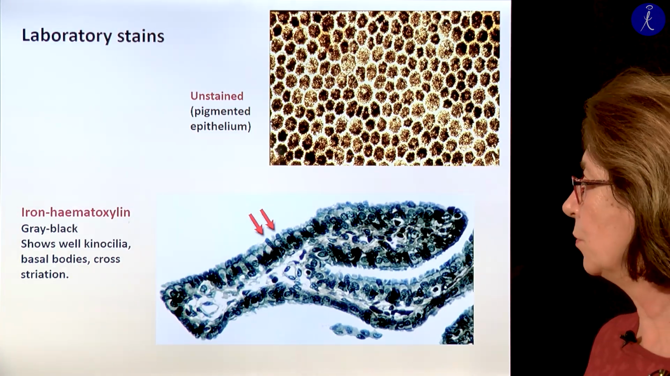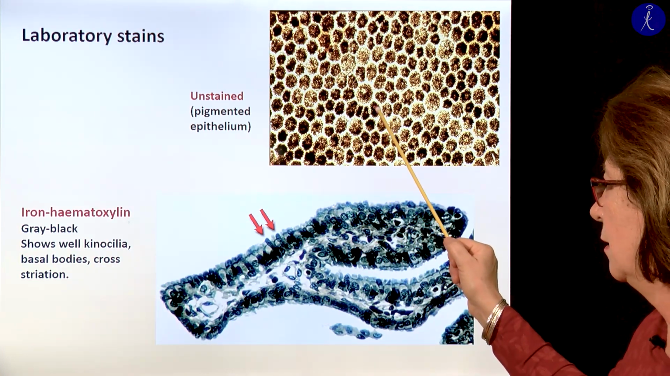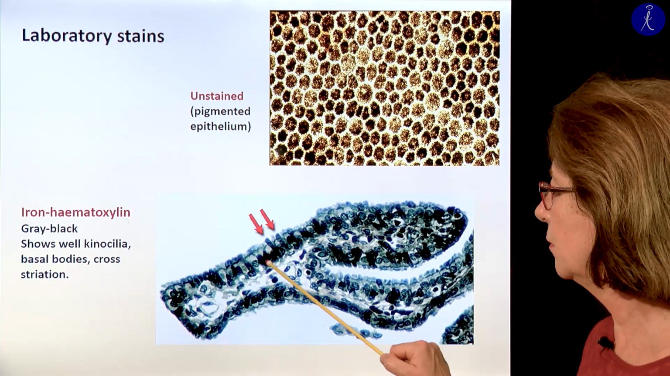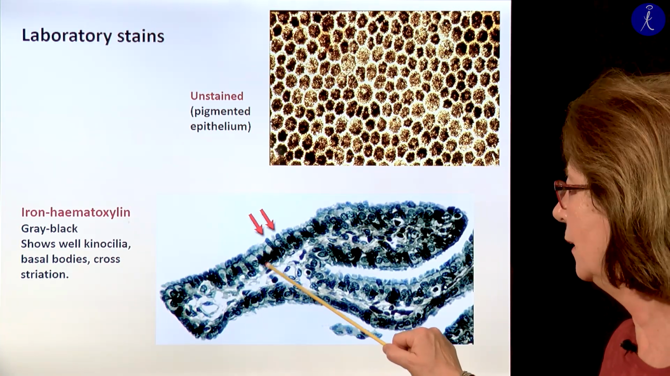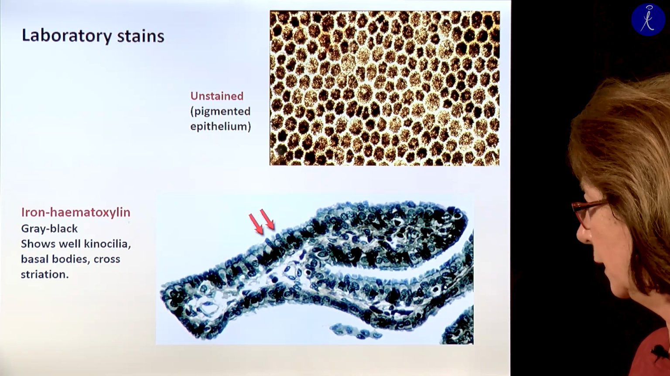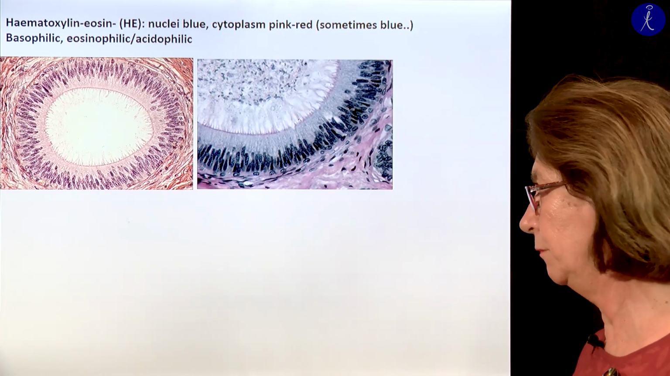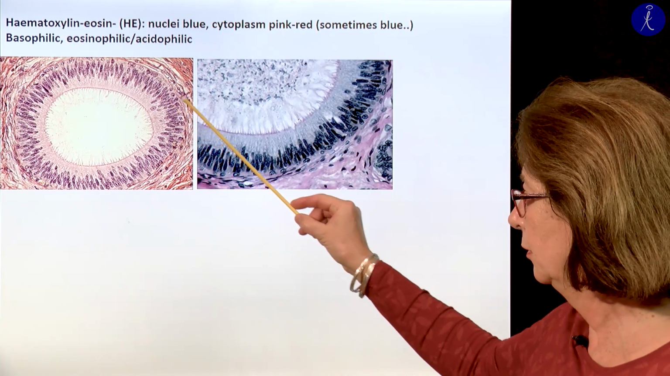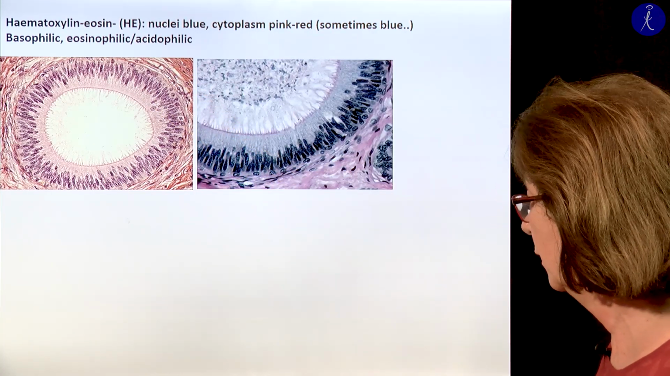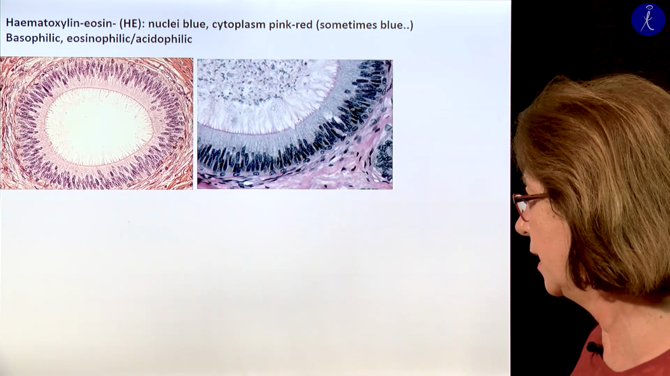And what stainings we use, as I told you, occasionally we use unstained preparations where we have melanin in the cells, or iron hematoxylin. This has shades of black, so gray, black, white. And we see well the nuclei, the kinocilia, and the line of the basal bodies. Hematoxylin eosin staining is a very common staining. Nuclei are blue, and the cytoplasm is pink. The fibers are also pink, but stronger pink. Sometimes the shades may vary between two H&E stainings, but basically they are the same.